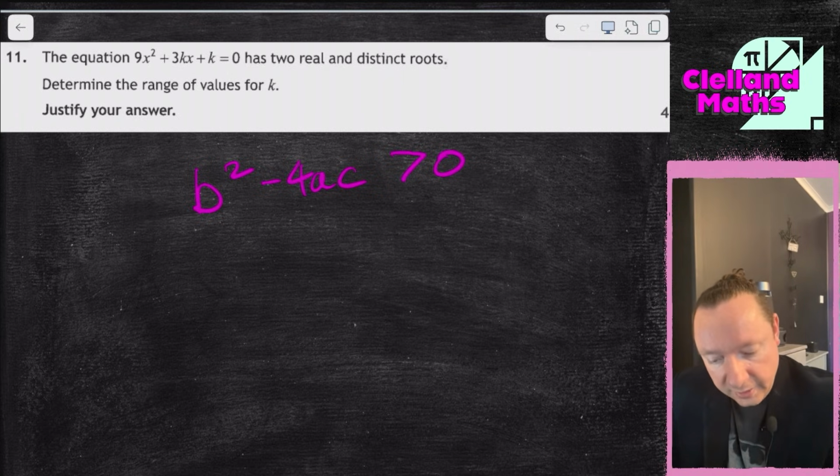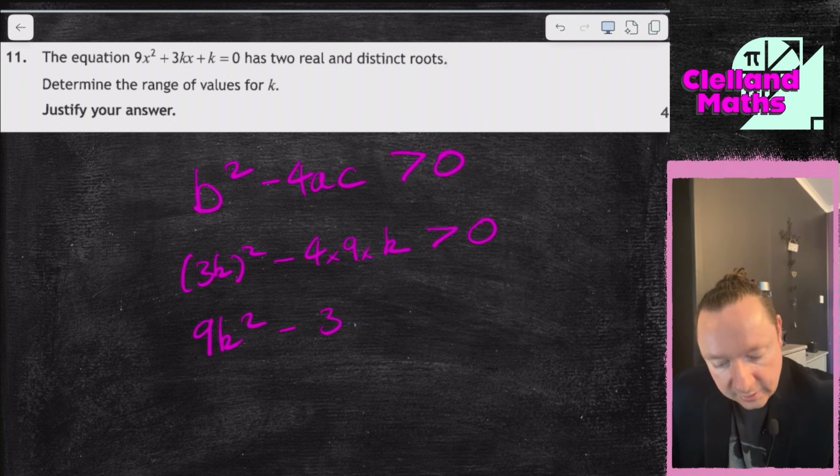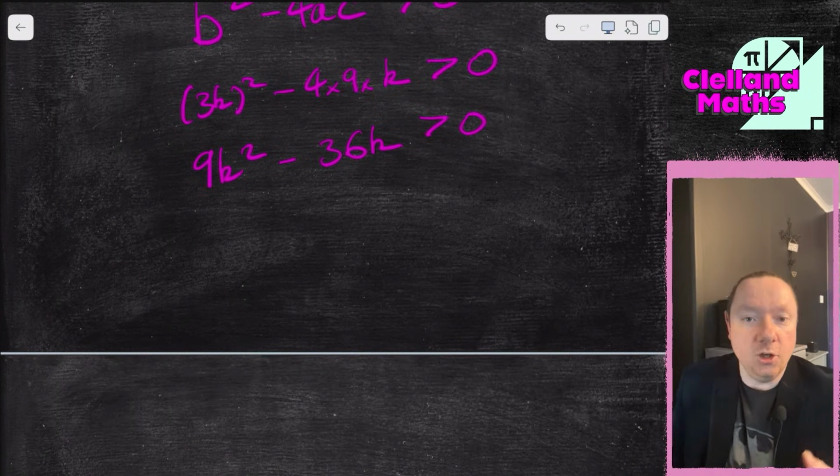So what is our b? 3k, so 3k squared minus 4 times 9 times k is greater than 0. That's 9k squared minus 36k is greater than 0. So to solve something like this, you look at the roots.